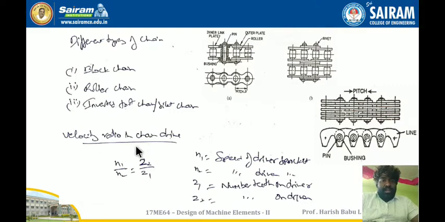Coming to the velocity ratio in chain drive, the velocity ratio N1 by N2 is equal to Z2 by Z1, where N1 is the speed of the driver sprocket and N2 is the speed of the driven sprocket. Z1 is the number of teeth on the driver and Z2 is the number of teeth on the driven.